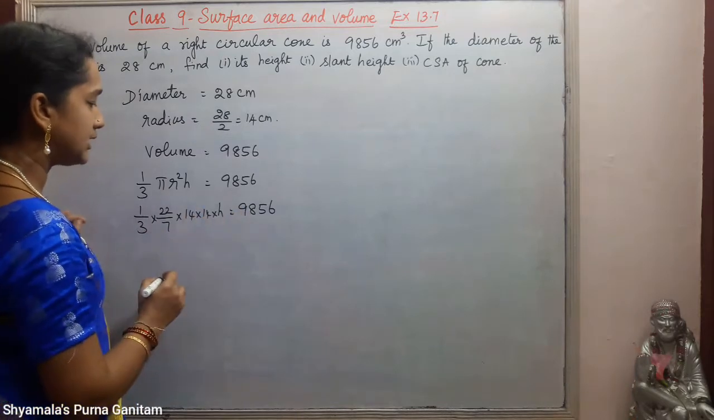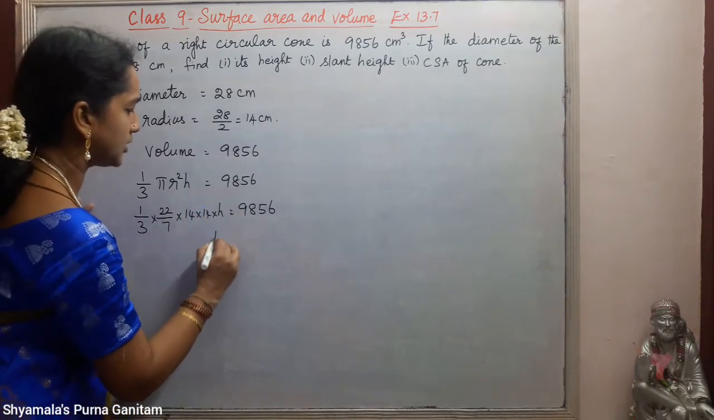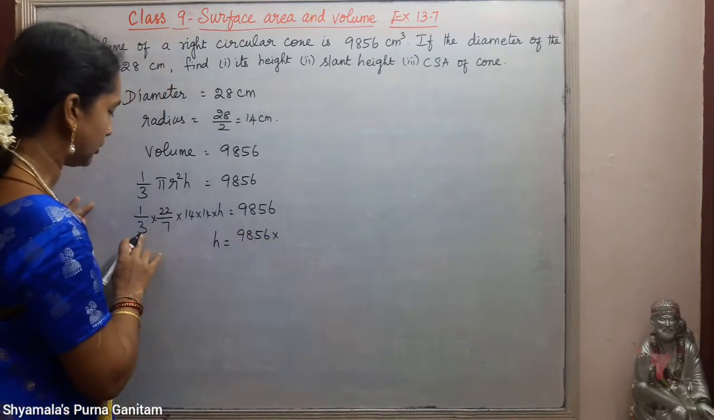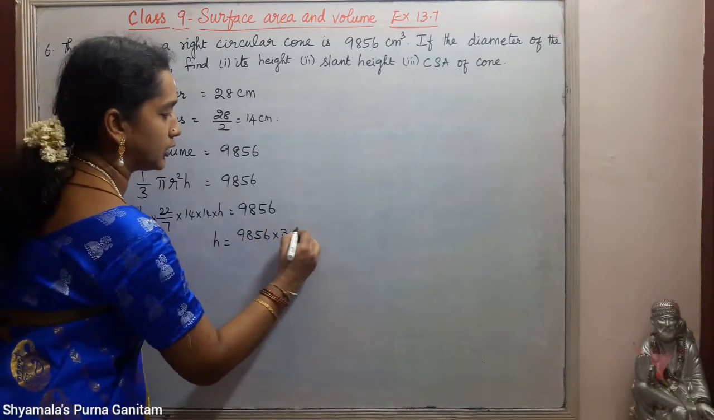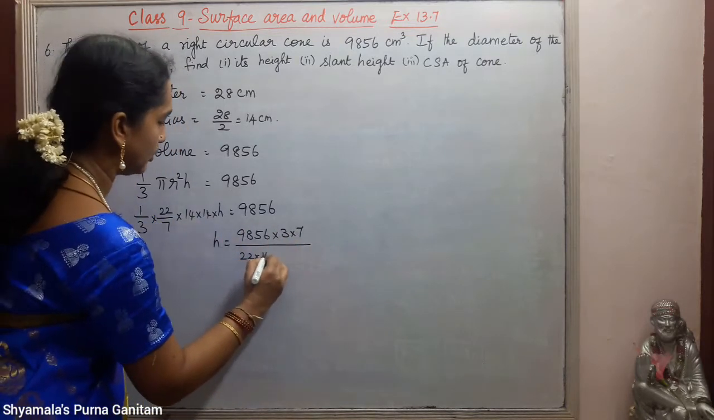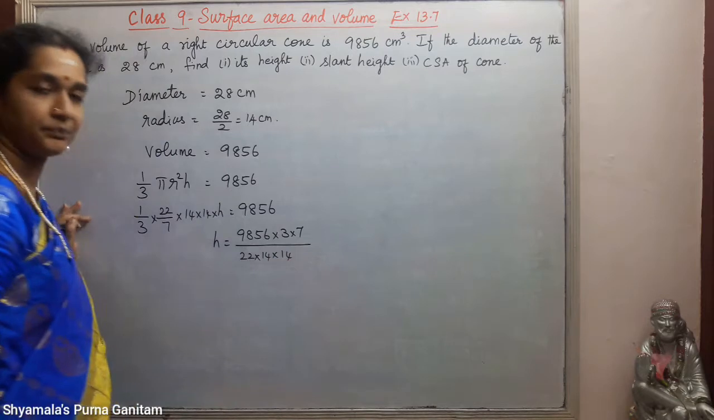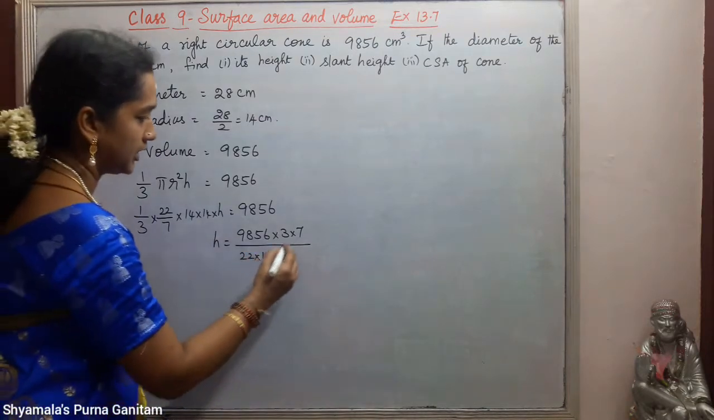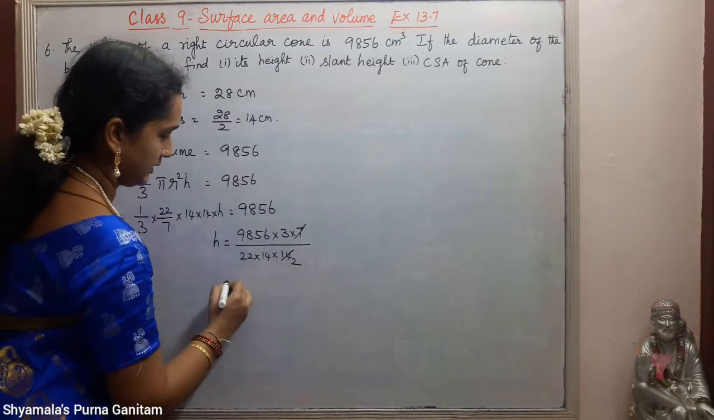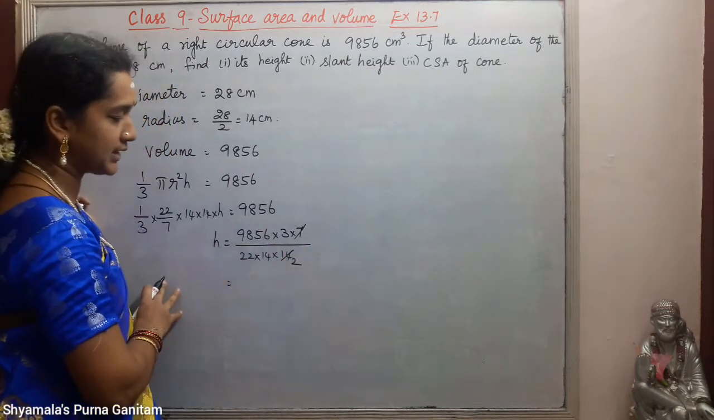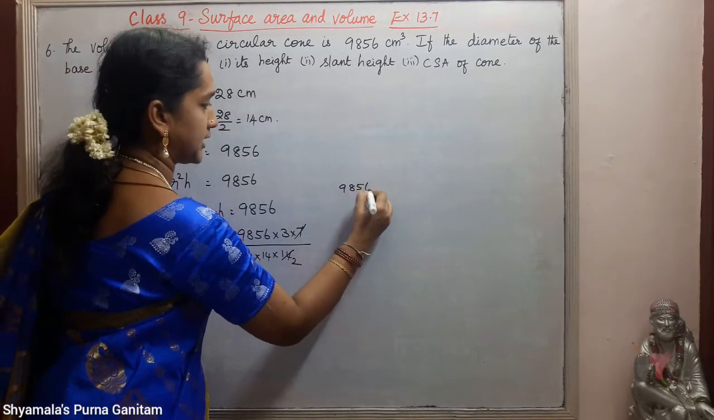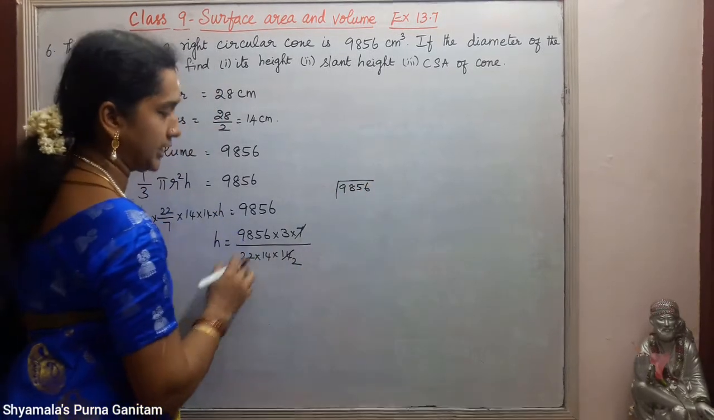9856 into h is equal to 9856. Now we will simplify this. So h is equal to 9856 into 3 into 7, which goes to the numerator, and in the denominator we have 22 into 14 into 14. So this we will simplify now. 7 2s are 14, and all these things we will simplify now. We will check whether 9856 is divisible by 22.